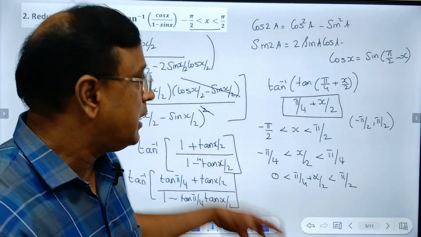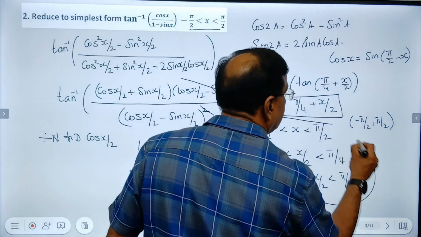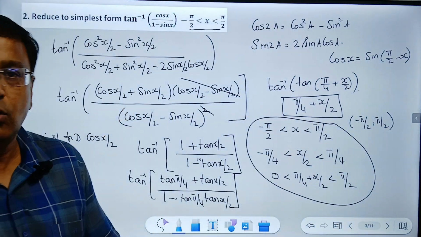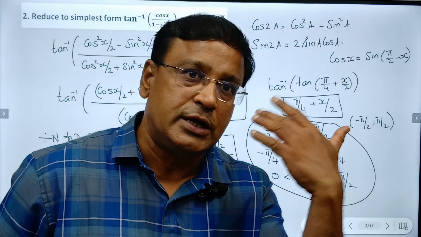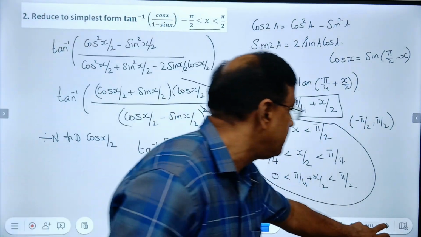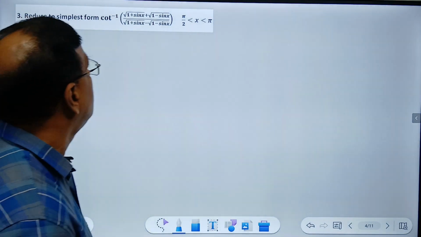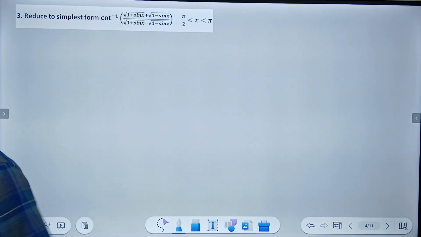Is it clear? Again, I am repeating, this process is not at all required for you to verify in the exam. Maybe at home, to have a better understanding of your concept, you can do it, but don't do it in the exam. Now let's go back to the next question. This is again a very, very simple and very nice problem.